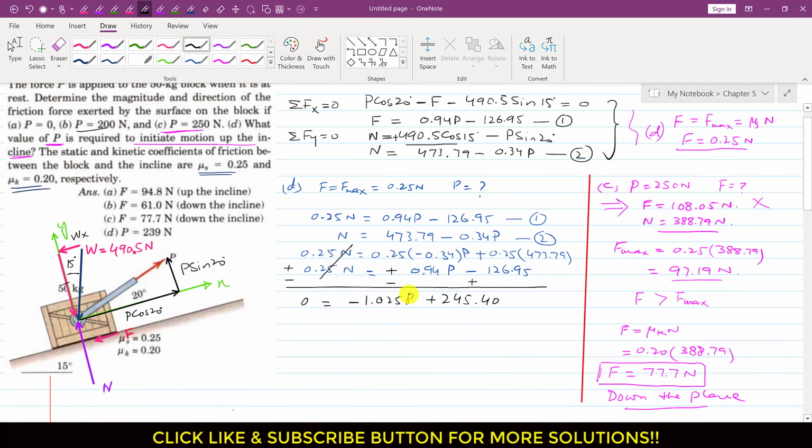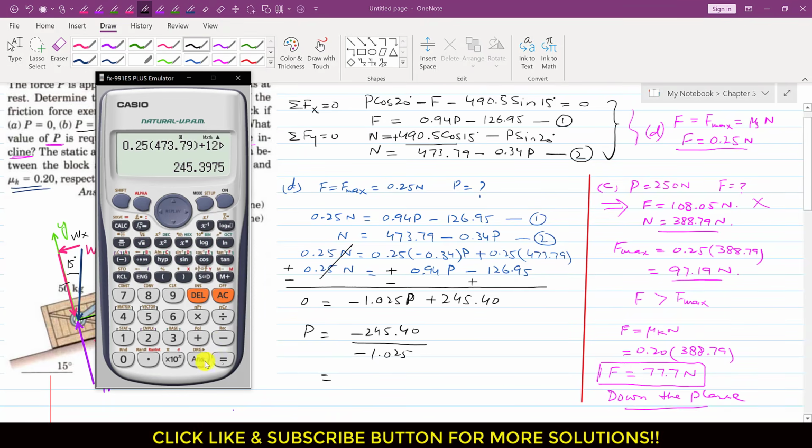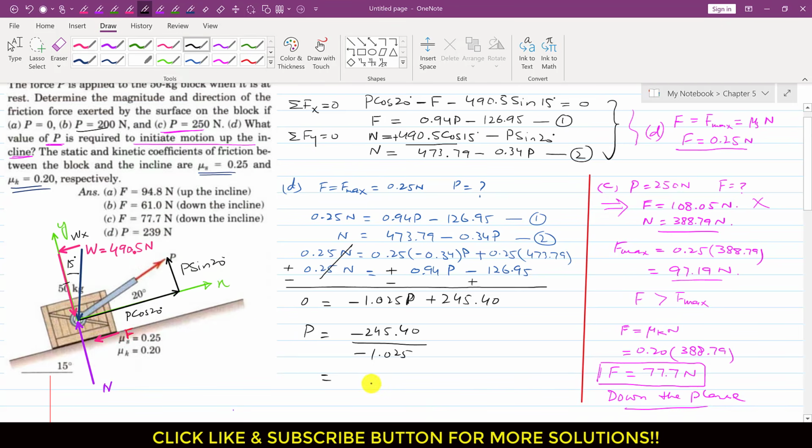So only p is unknown. We have eliminated that n from these two equations, right? So now p will be equal to minus 245.40 divided by minus 1.025. So this gives us p value as 239.41. So we can say that it is approximately 239 newtons.